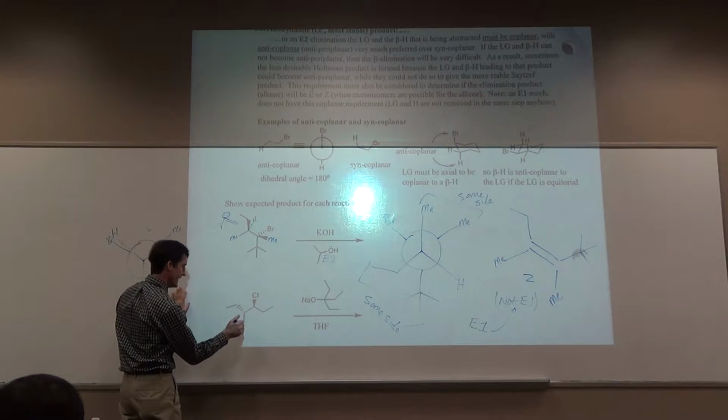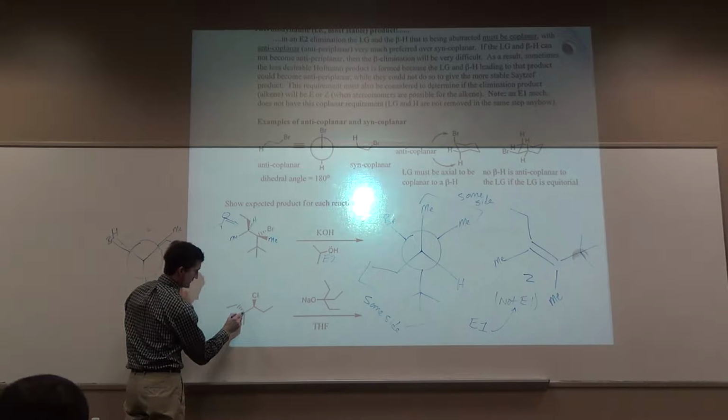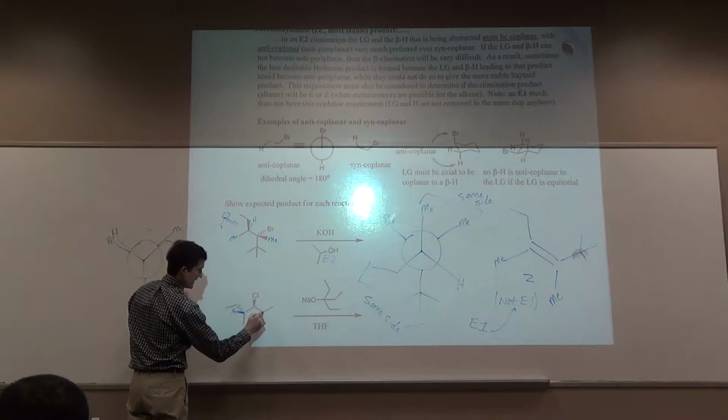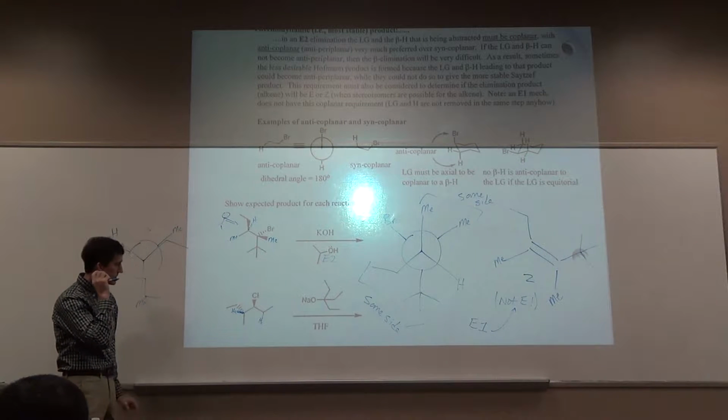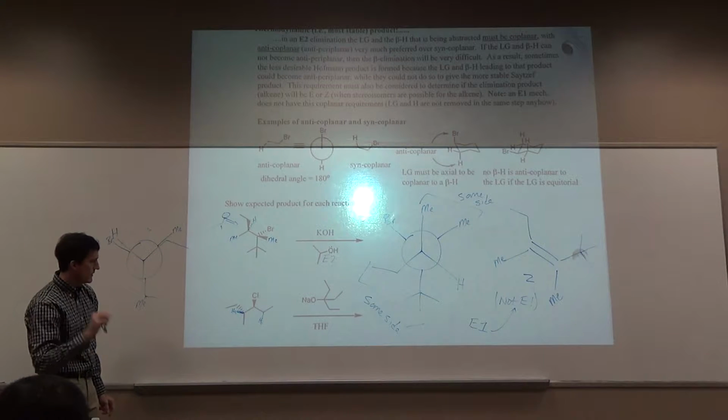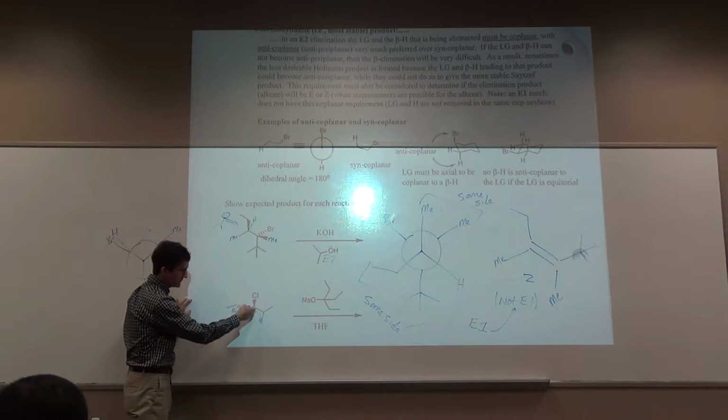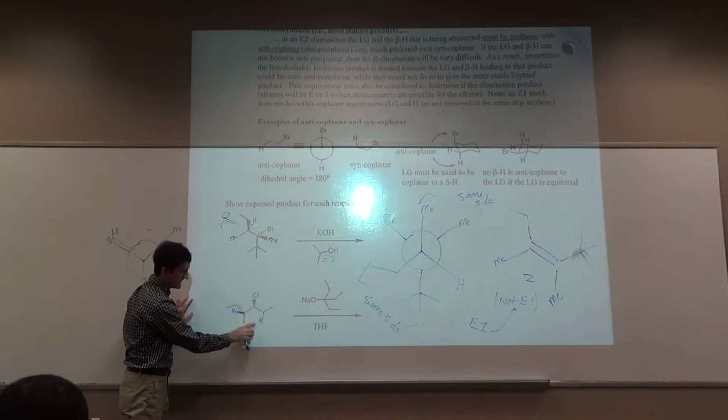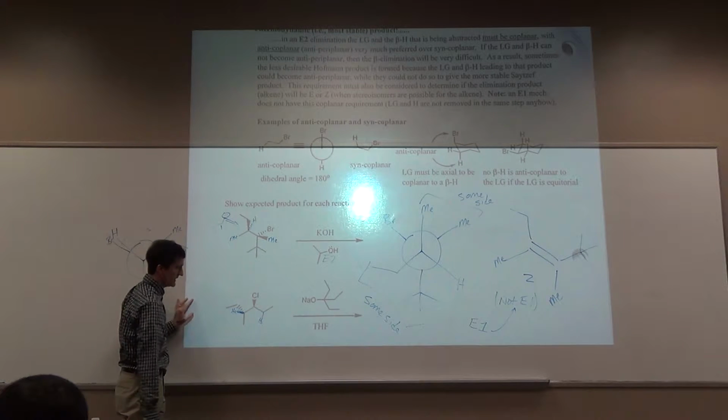Now, which H are we going to take? There's two beta hydrogens. There's two types. There's HA here, and then there's HB. There's actually two there. If you take HA, we're going to get a trisubstituted alkene. If you take HB, you're going to get a disubstituted alkene.